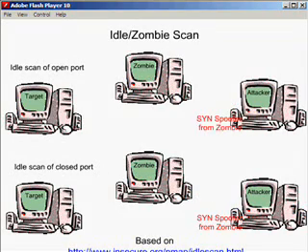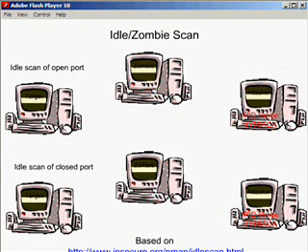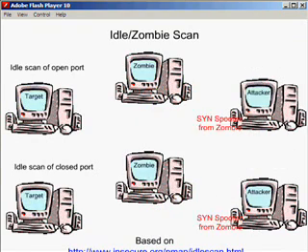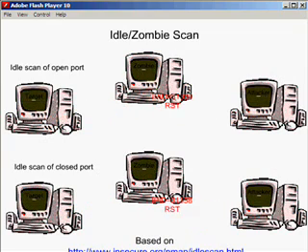Here's more or less how an idle scan works. First, Nmap sends an IP ID probe to the zombie to see what its current IP ID is. Next, Nmap sends a SYN packet to the target, spoofing the IP address of the zombie. Now let's assume that the port Nmap is looking for is actually open.